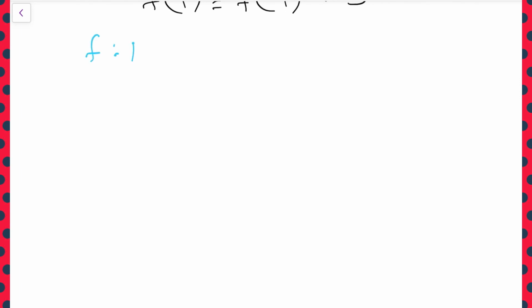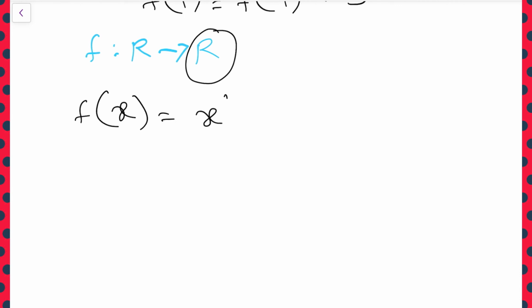F is a function from R to R. Then what will be the codomain in this? Codomain is total R, that is real numbers, all real numbers. It means negatives, positives, everything. Now, f of x is equal to x square plus 4.